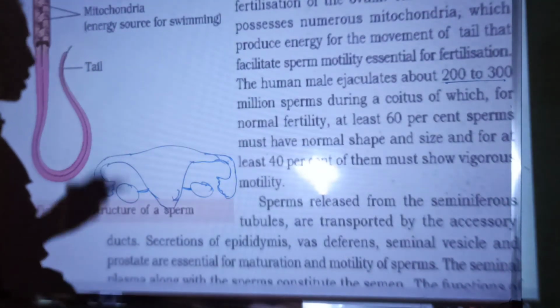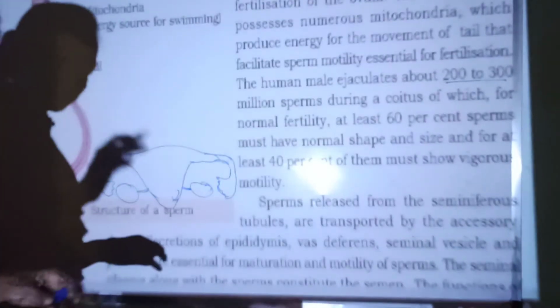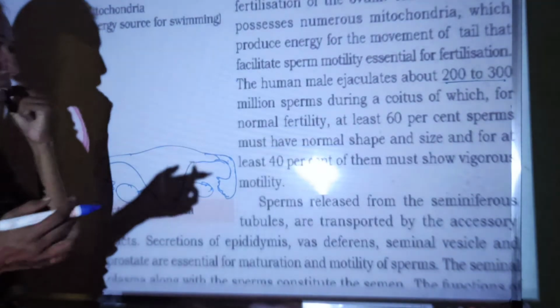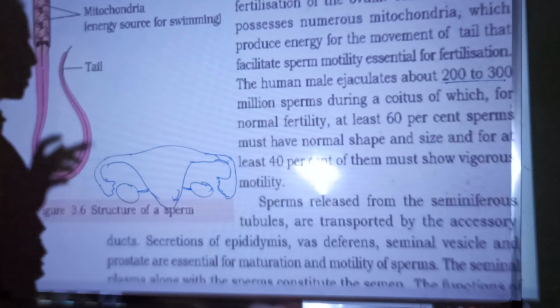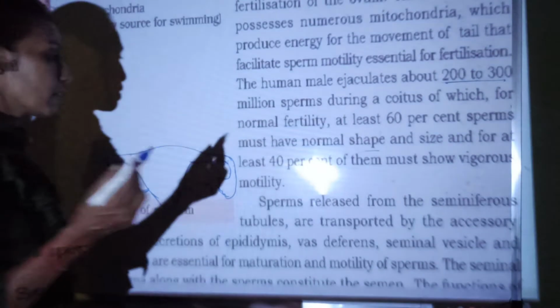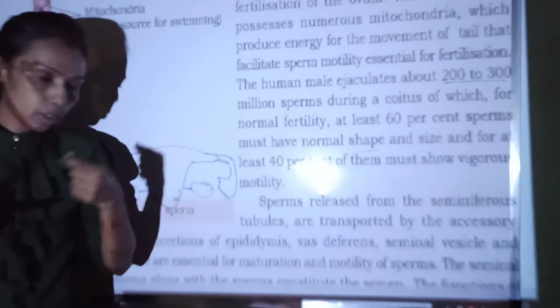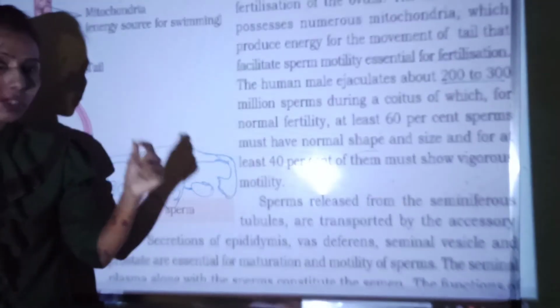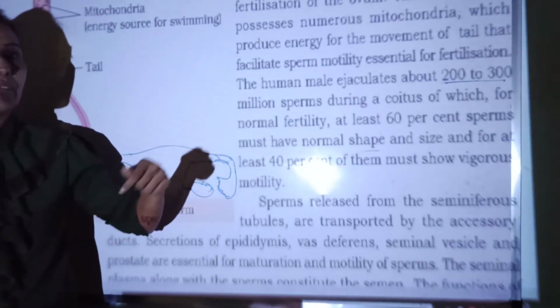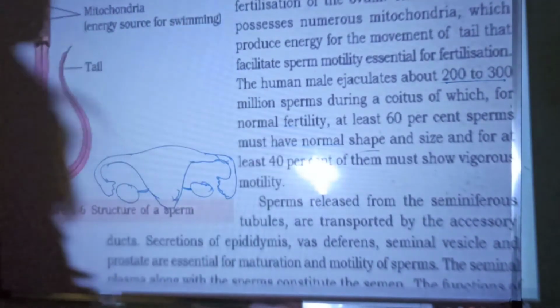in the case of normal fertility, a normal male will on an average release so many sperms in a single ejaculation. So at least 60% of sperms should have normal shape and size, and at least 40% of them must show vigorous motility, because almost 50% or more of them die on the way only, in the acidic content of the vagina. But still, somehow a few of the sperms reach the birth canal, and from there only a few can make their way into the uterus, out of these many million, students.